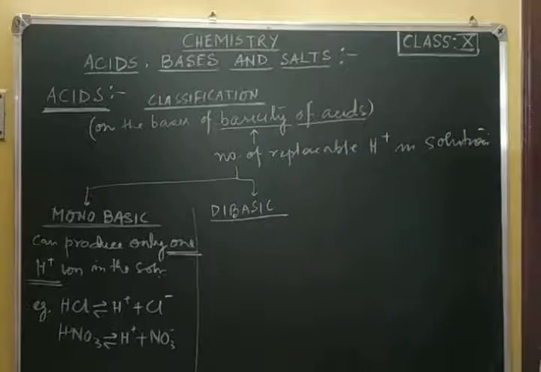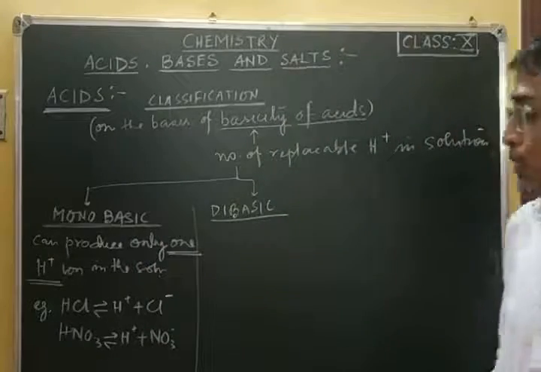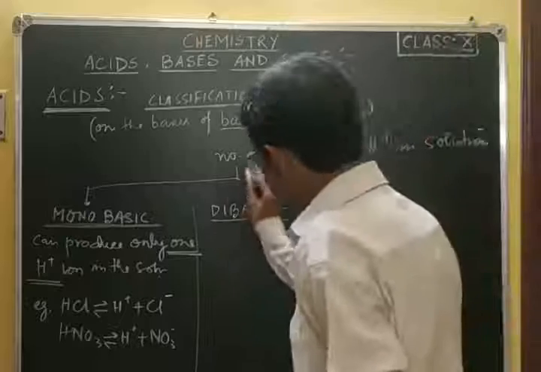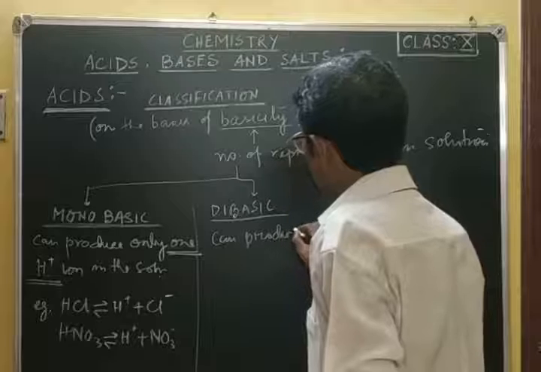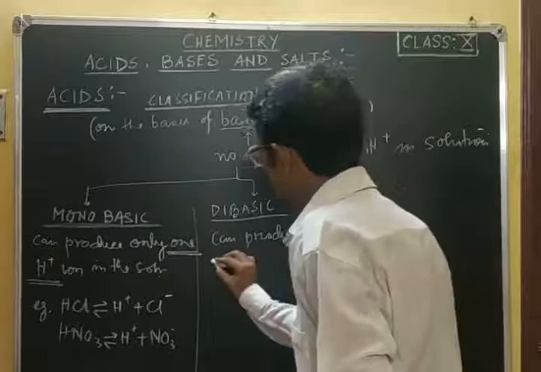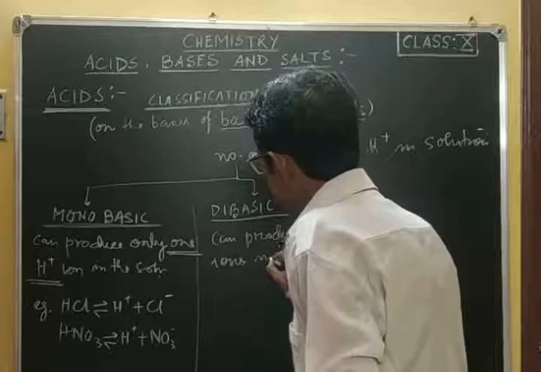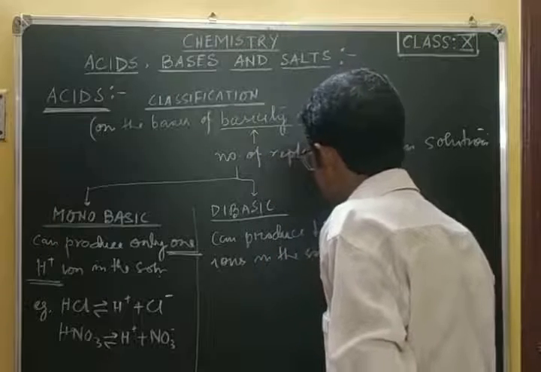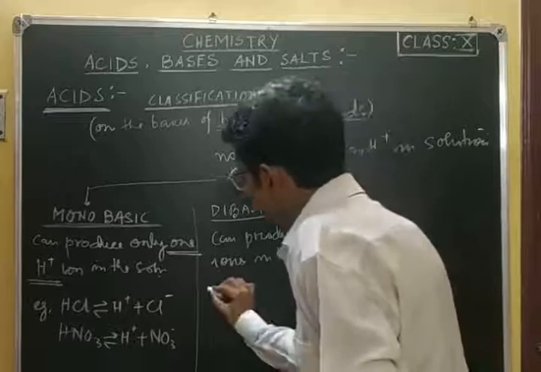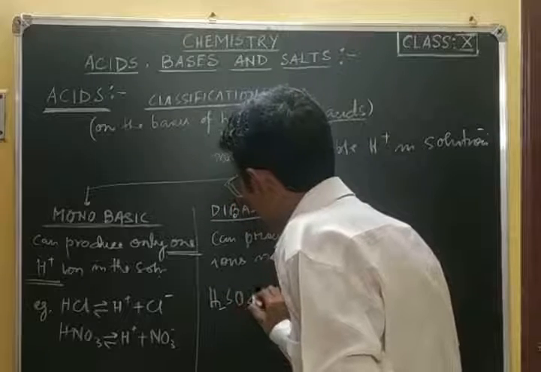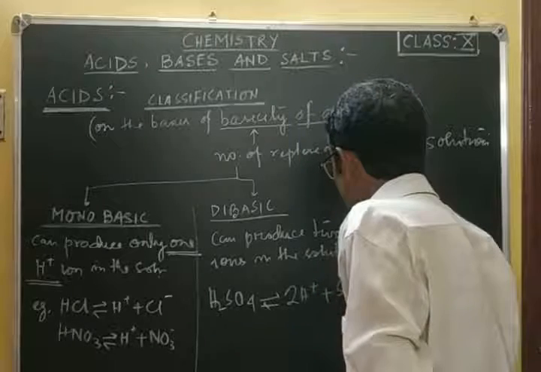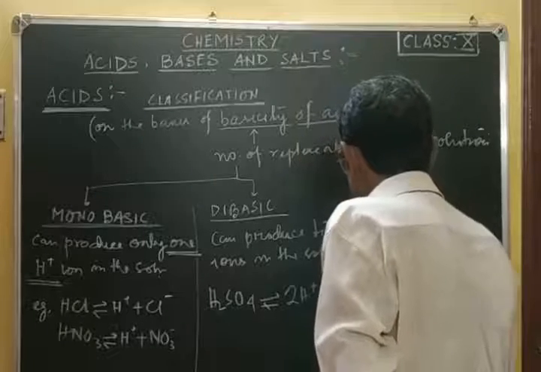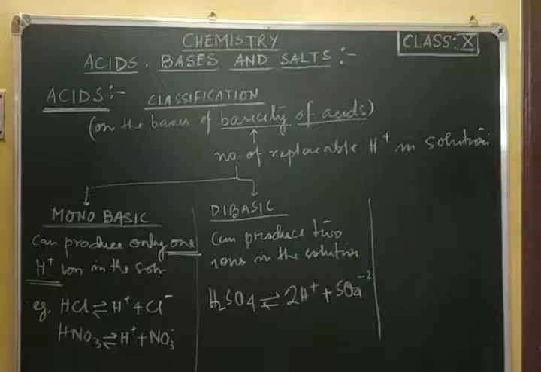Di means two, so this type of acid can produce two ions in the solution. I can take the example of H2SO4. We all know that sulfuric acid can produce two hydrogen ions in the solution. So remember, that is another example of a dibasic acid.